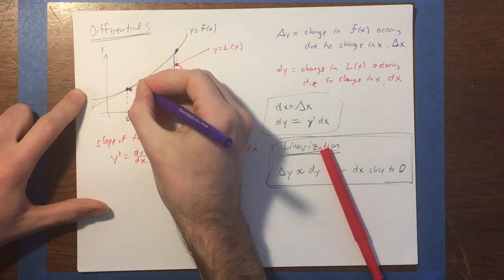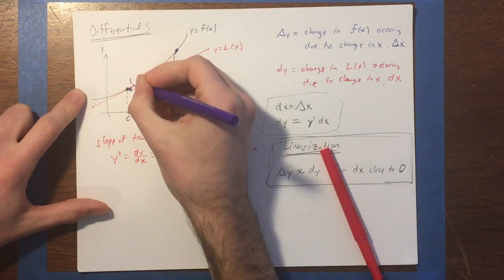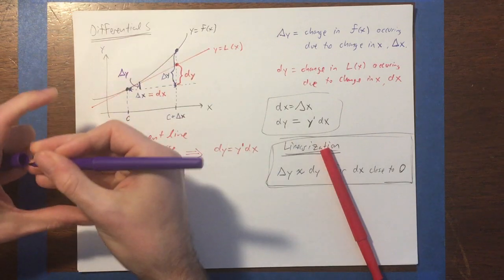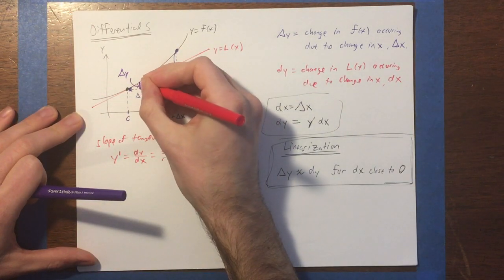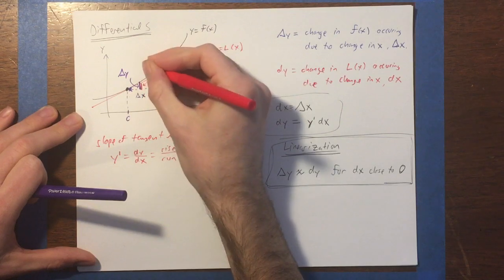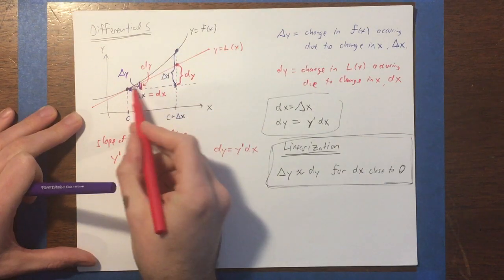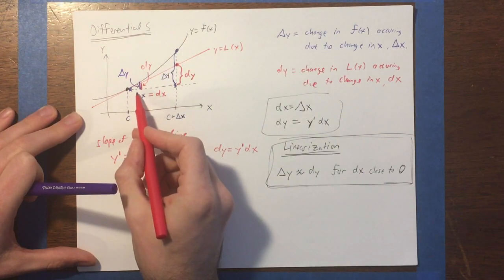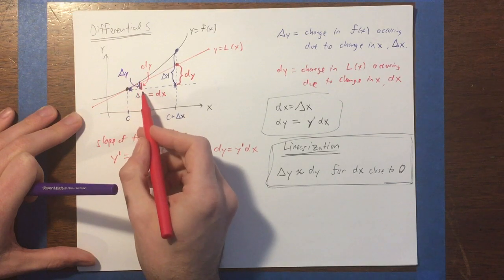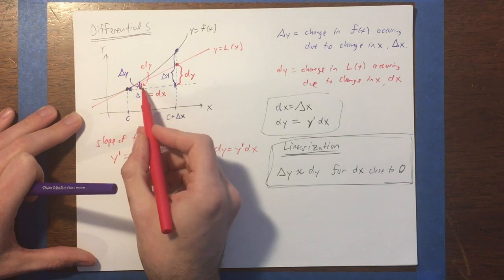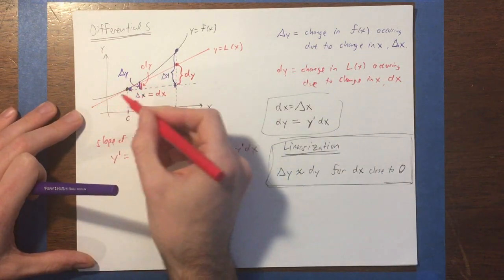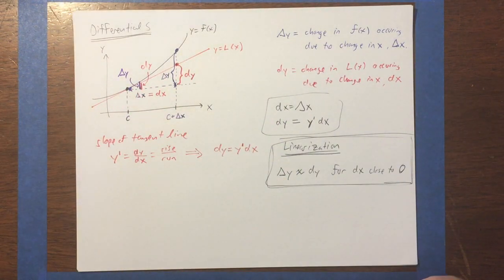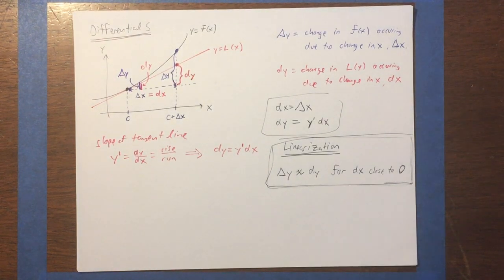So like down here, say that's your delta y. Then the corresponding change in L is going to be that right there. That's your dy. And they're pretty close to each other, right? They're pretty close in height, or like the length of those two little lines are pretty close. And it's only going to get more accurate as you get closer to c from either the left or the right. Okay. In the next video, we'll do an example with a specific function.